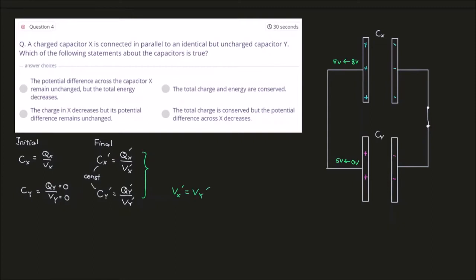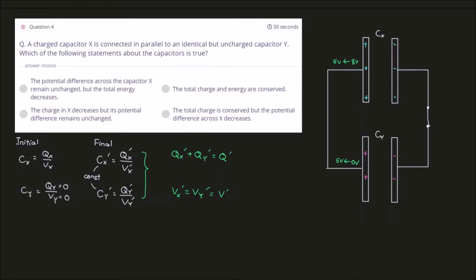So what else do we know about this situation before we move on to other situations? Because Vx prime is equal to Vy prime, let's just call it V prime. It's easier. Then the next thing that we know is that Qx prime plus Qy prime is equal to Q prime.